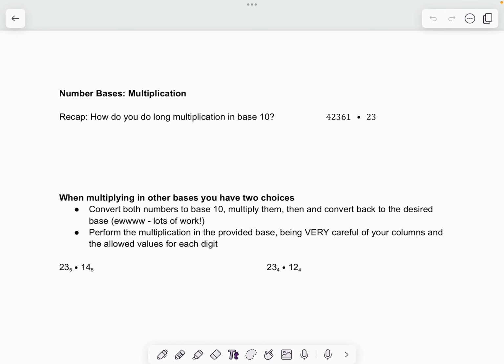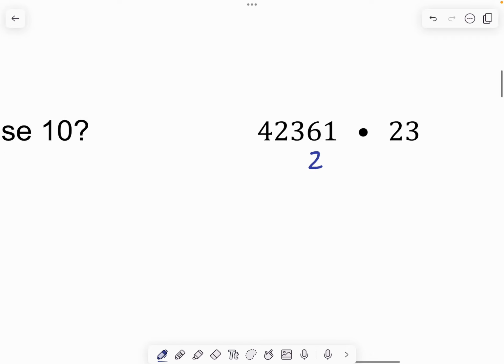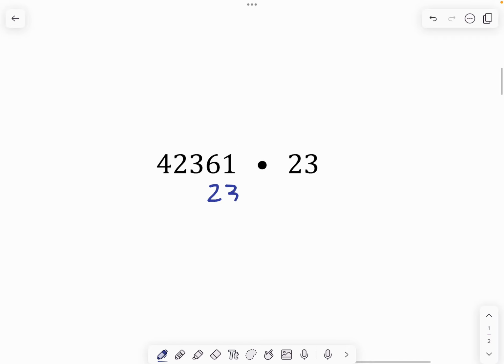In today's video, we're going to talk about how to do multiplication in different number bases. Now, to get us started, I want to remind you of how we multiply in regular base 10. So you would line up your numbers like this.